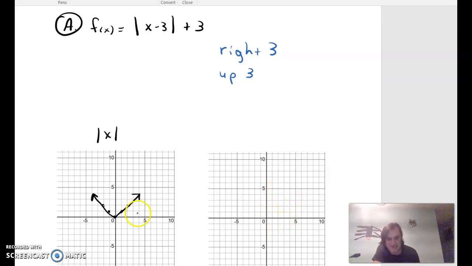So our V shape is centered at 0, 0. So that's going to go right 3 and up 3. So the center of that V shape will be 3, 3. It'll still have the original shape, just in a different location. Okay.